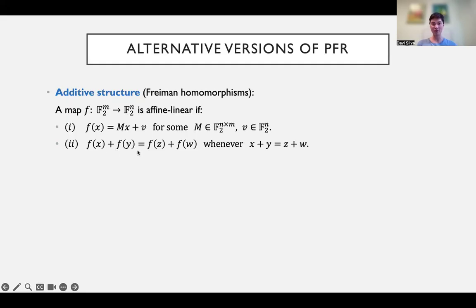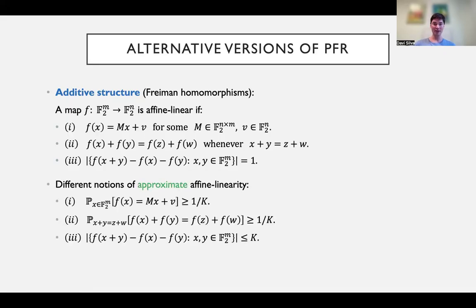So f of x plus f of y is equal to f of z plus f of w. And actually, one can show that this definition 2 is precisely the same as definition 1. Another possible way to define an affine linear map is those maps where this difference set, f of x plus y minus f of x minus f of y, where x and y run over the whole domain, has size 1, it's a singleton. And in this case, it will be the singleton V. So those are three very different but equivalent ways of defining affine linearity.